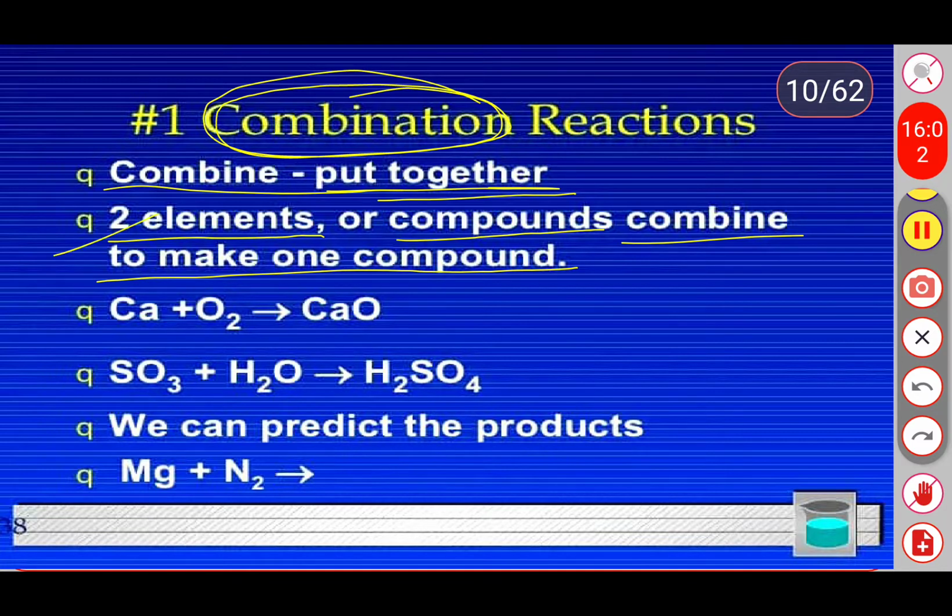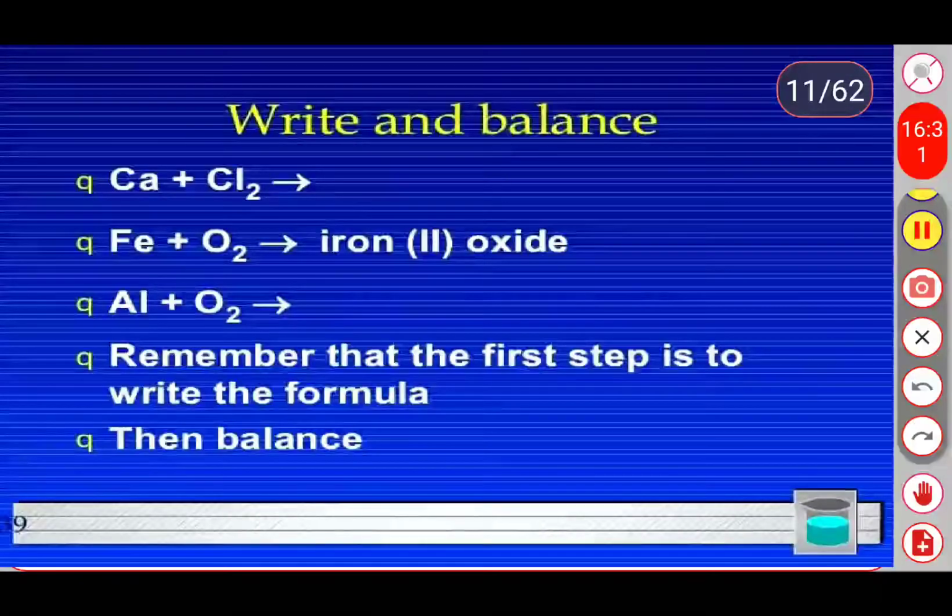When calcium is combined with oxygen, it forms calcium oxide. Next one, see some more examples. Sulfur oxide, when it is combined with water, it forms sulfuric acid. Okay, so these are some examples. Next one, here some reactions are given. You need to write the product for these reactions.